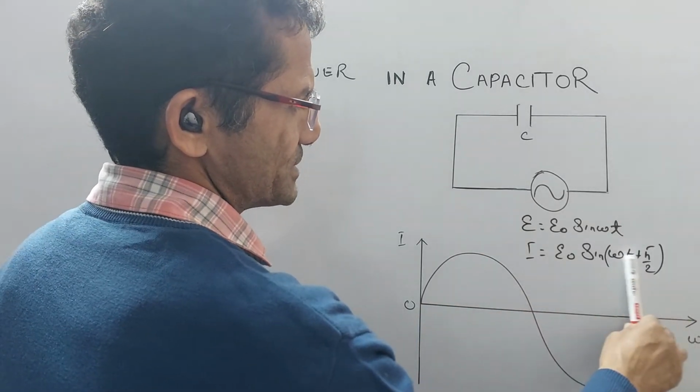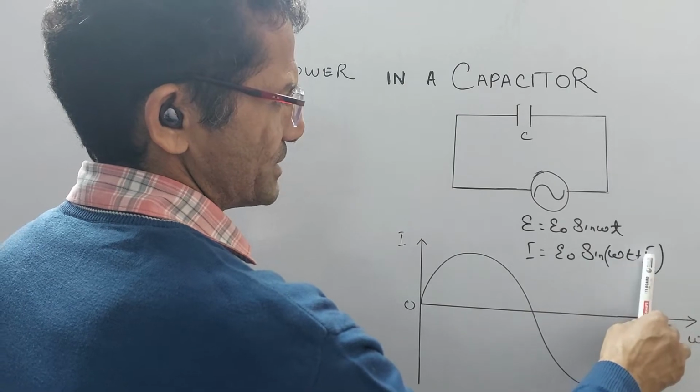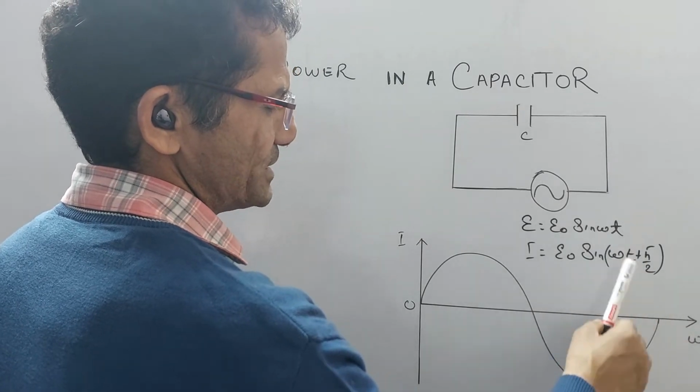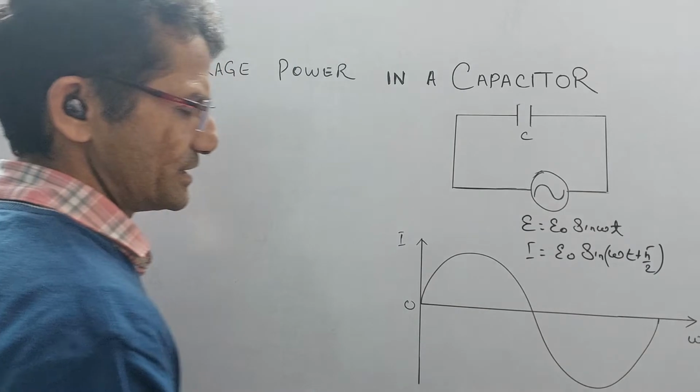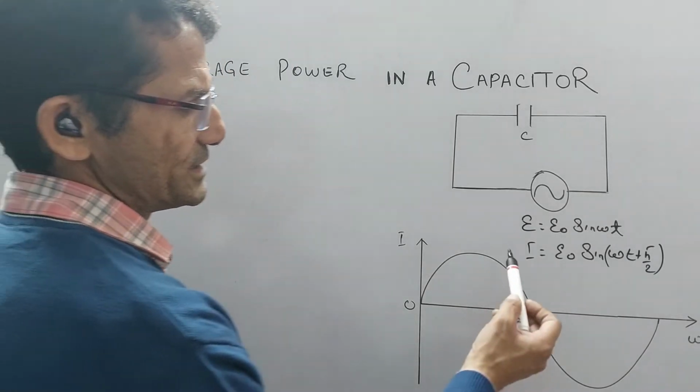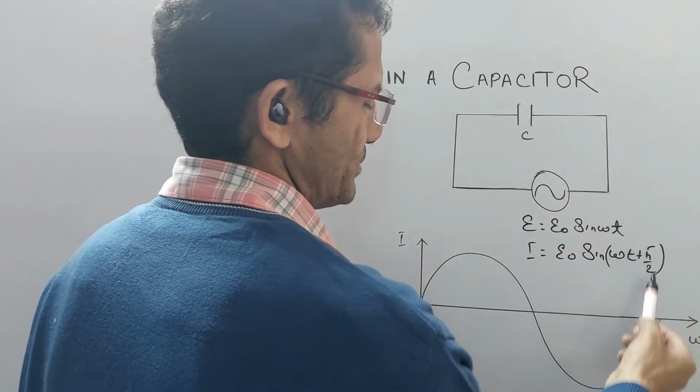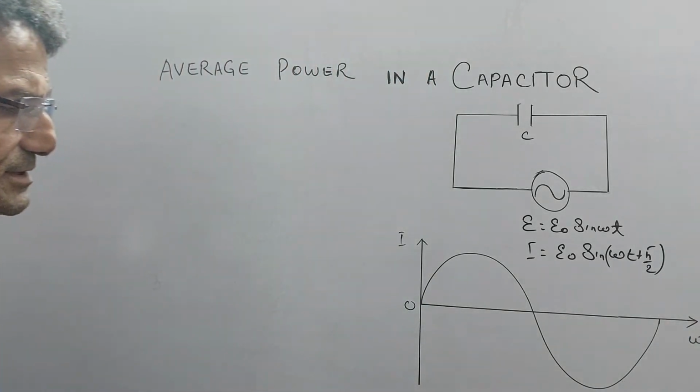The phase angle of the current is omega t plus pi by 2, and the phase angle of the voltage is omega t. The difference between them is 90 degrees, which means that the current is ahead of the voltage by an angle of pi by 2. So this is the phase difference between them.